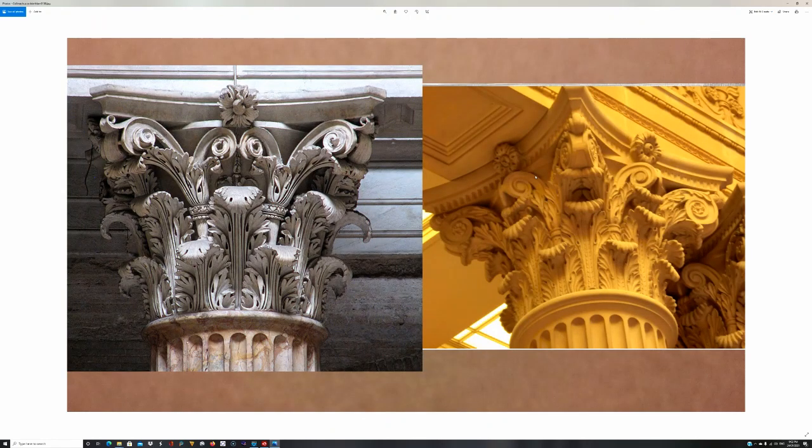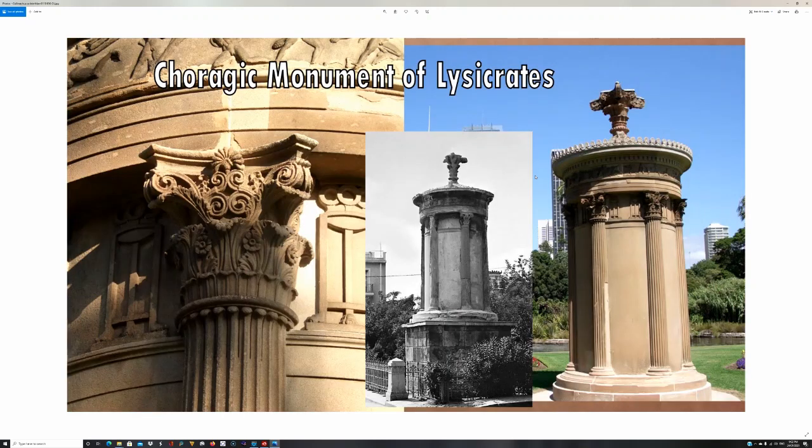Back to the two examples: on the left is the Pantheon in Rome, and on the right is the State Library here in Sydney. In the centre we see a picture of the Choragic monument of Lysikrates, I think is the pronunciation, pardon me if I've got it wrong. That's the one in Athens. You can get colour photos, it's still there. And on either side I have pictures of a replica that's here in Sydney in the Botanical Gardens.